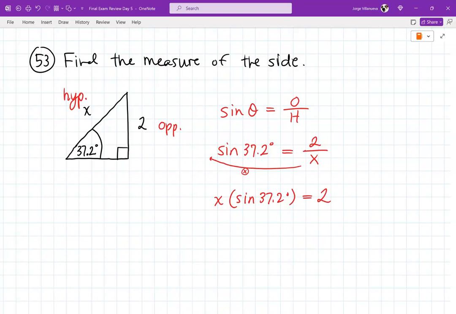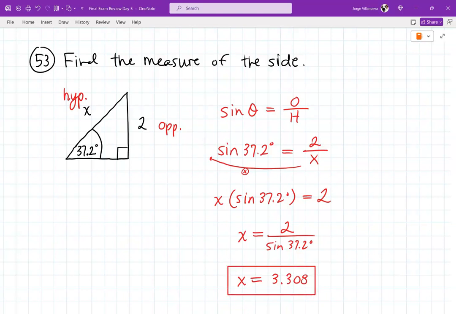Now that sine of 37.2 degrees, I'm going to divide that over, because remember, that's just a number. Like 5: if it was 5x, you would divide both sides by 5, right? Well, sine of 37.2 is just a number. I think it's 0.6, okay? So I'm just going to divide it on both sides. So I get x equal to 2 over sine of 37.2 degrees. And now let my calculator do the work. So 2 divided by sine of 37.2 is equal to 3.308.